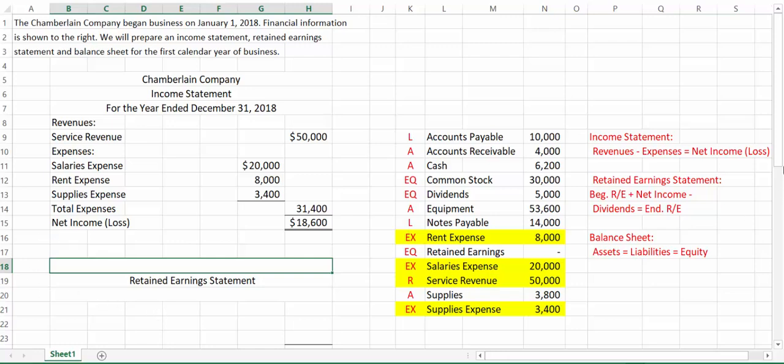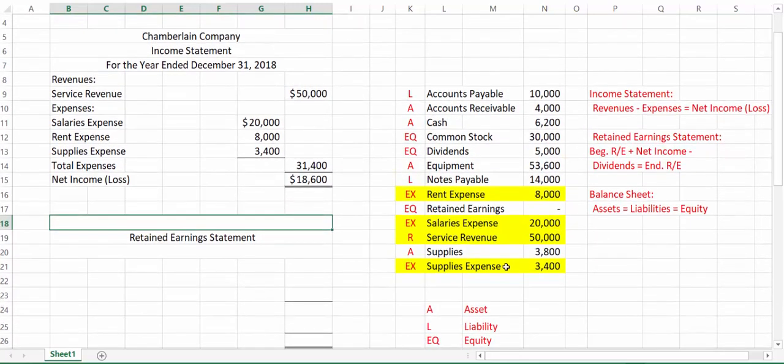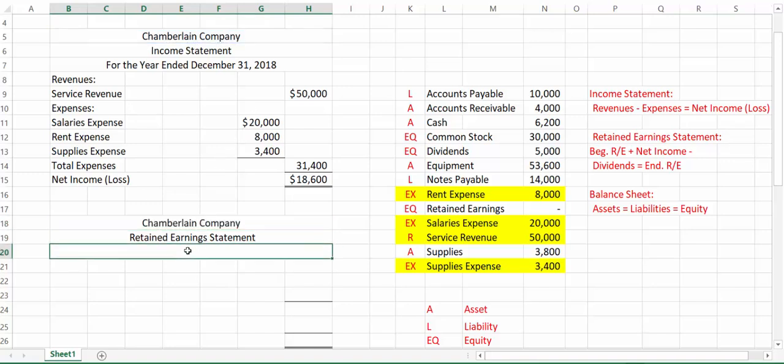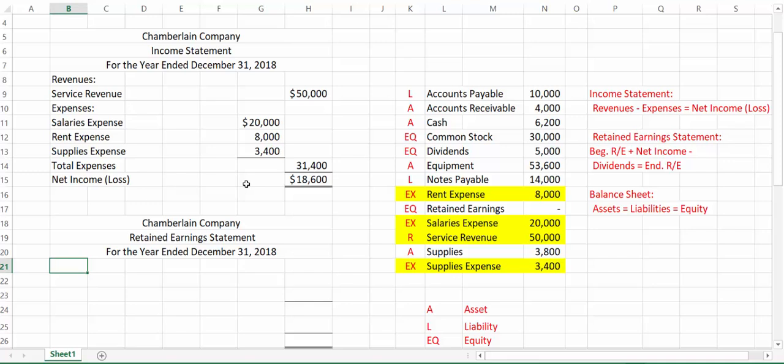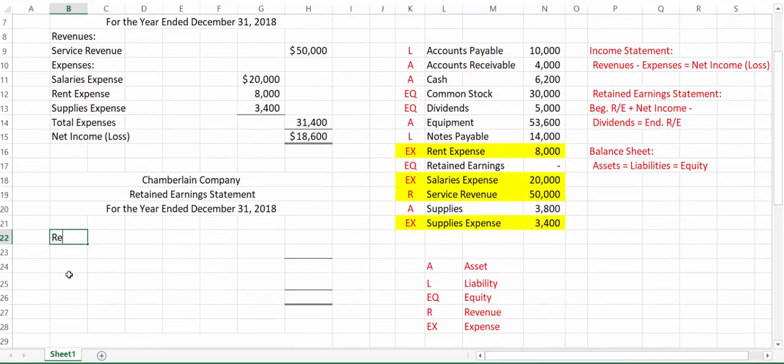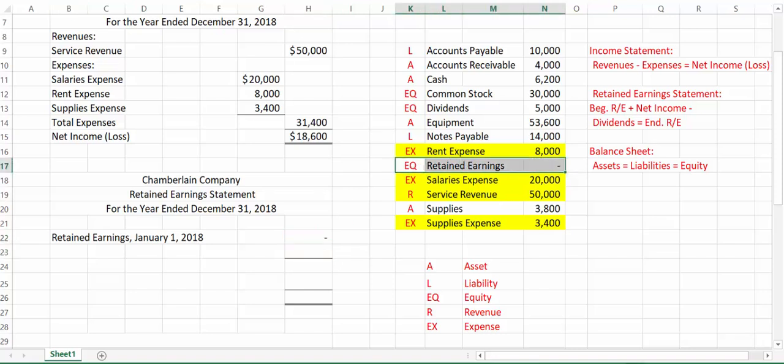All right, so next up is our retained earnings statement. Our retained earnings statement is going to have the same heading, the same date as our income statement. So it's going to say for the year ended. The retained earnings statement shows us what happens over a period of time. And we're going to start with our retained earnings on January 1st. That's the beginning of the year. In this case, our beginning retained earnings is 0, remember. Now we want to highlight that so we remember that we've used it.